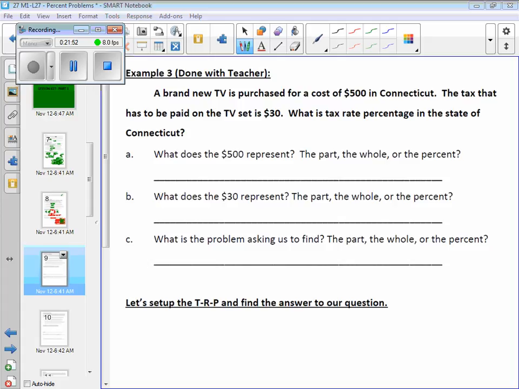It's really the part. But let's leave it for whole right now, because it's not going to make that much of a difference when we do TRP. It will make a difference when we do the matrix. And I don't want this to confuse you any more than it is. Leave it the whole for now. It'll still work. Obviously, $30, that has to be part, no matter what. And they're asking you tax rate percentage, so that's the percent. Set it up as TRP and do it as TRP and get an answer.